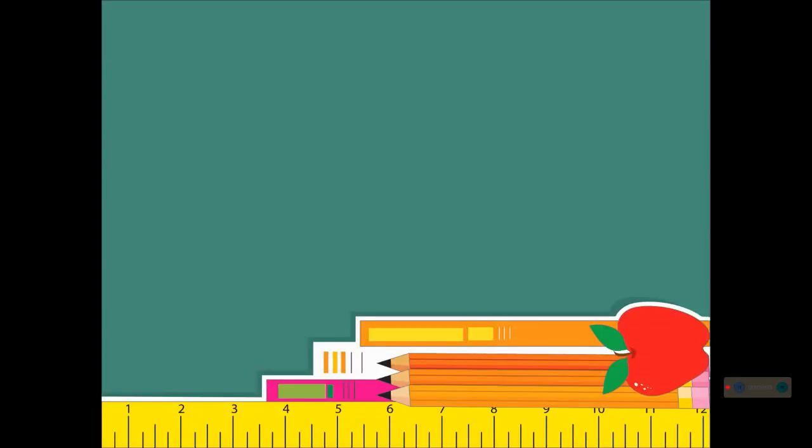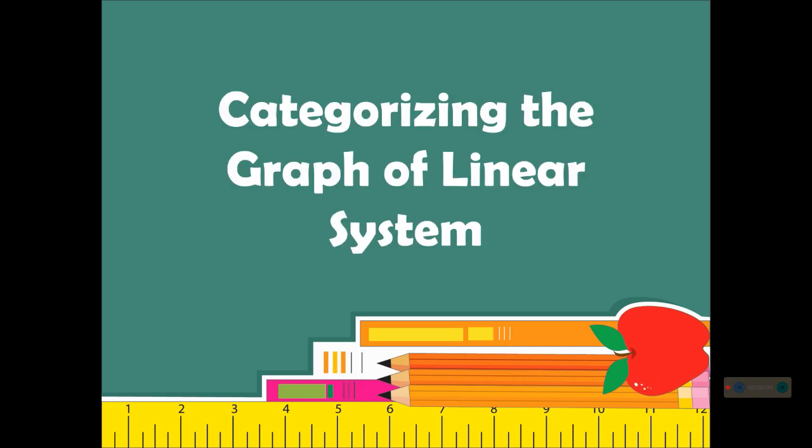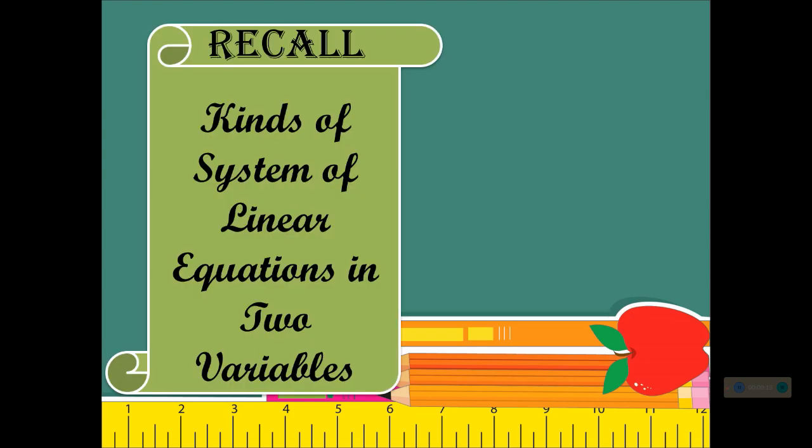Hi guys! So yesterday we discussed the graph of a system of linear equations. Today we are going to categorize the graph of a linear system. Okay? So for our recap, let us recall the kinds of systems of linear equations in two variables.